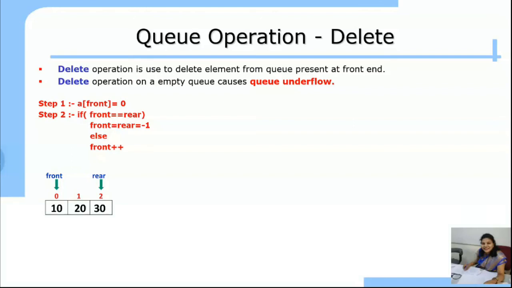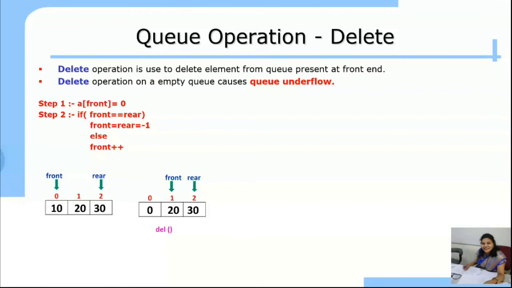So let us understand it with the help of a diagram. So this is a queue full. You can see that front is at the 0th location, rear is at the 2nd location, queue size is 3, and the elements present are 10, 20 and 30. Let us perform the delete operation. Which element will get deleted from this queue? Of course, the one at the front location. So we set queue of front is equal to 0. So 10 will get deleted and we put 0 here, and we are incrementing the front by 1. So front will point to 1.